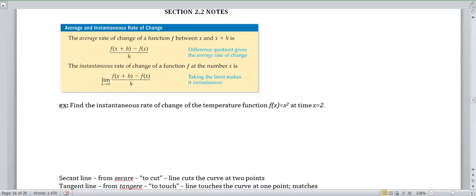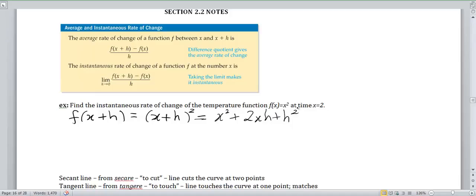So first thing we want to do is find what f of x plus h is. You're going to plug that into this function here. So that's going to be, instead of x squared, x plus h squared. Okay. So we know our algorithm. You square the first term, then you multiply the two terms together and double them, so you get 2xh, and then you square the last thing. Okay, so that is f of x plus h.